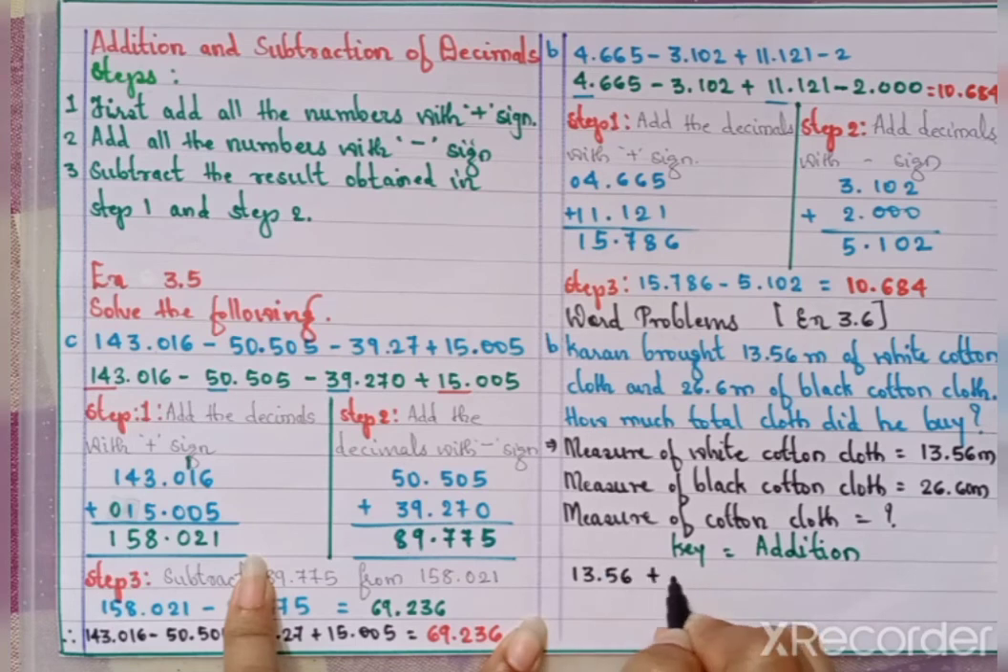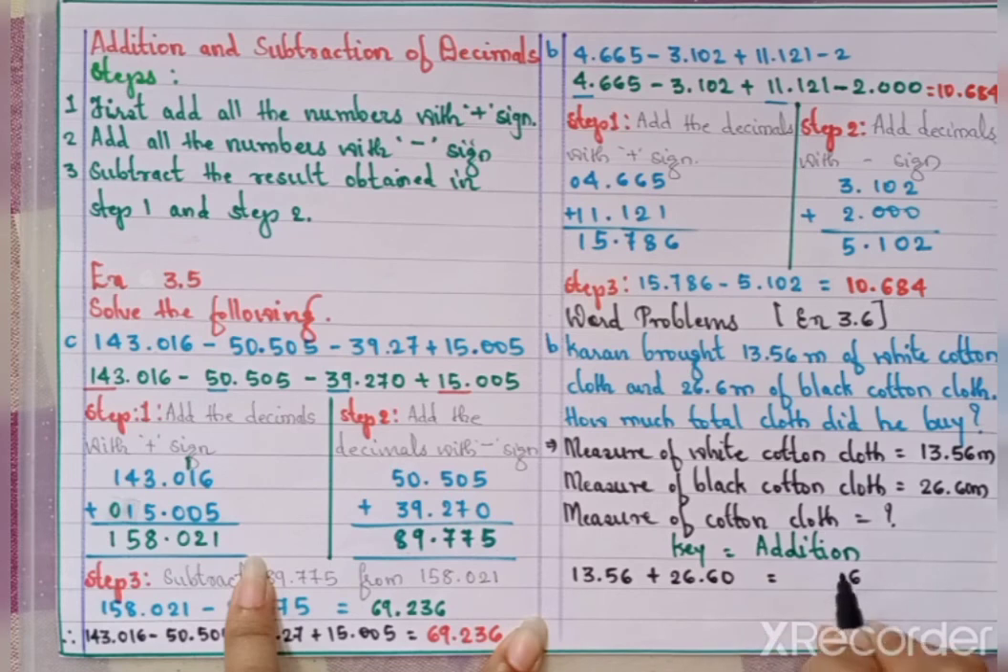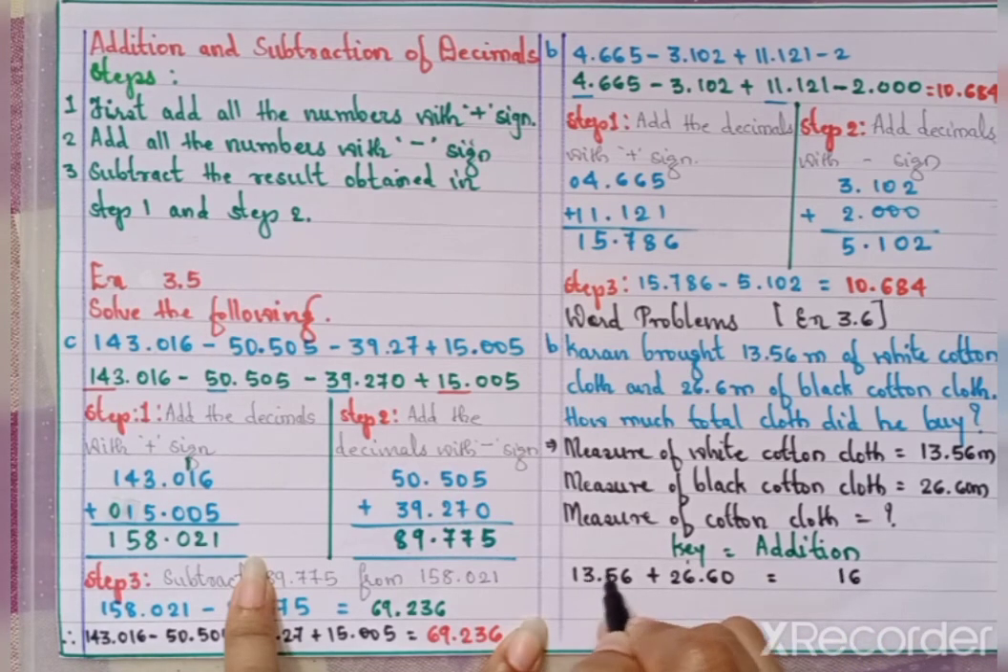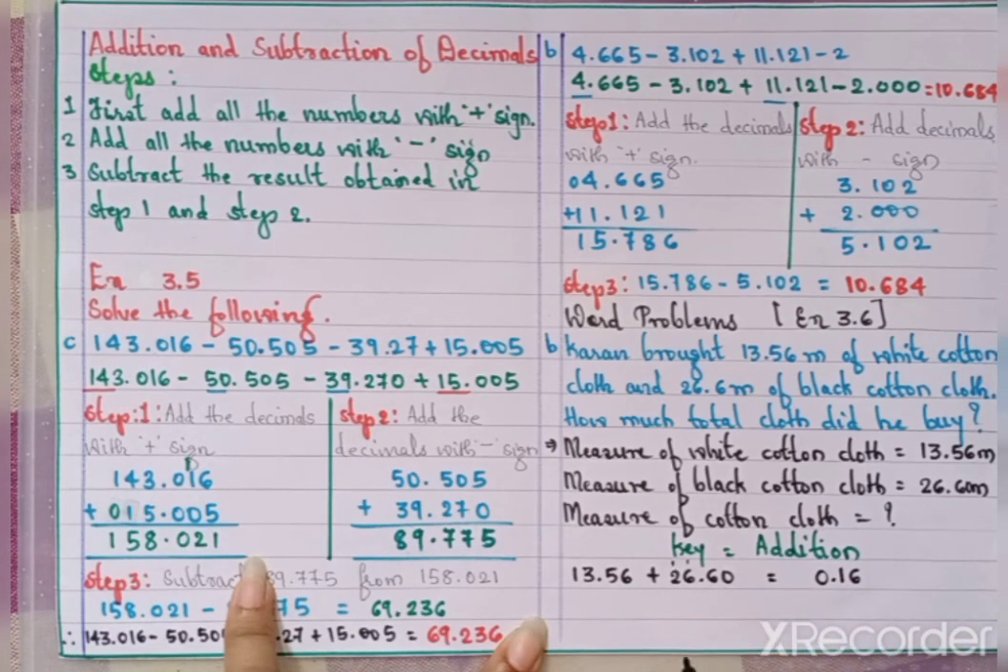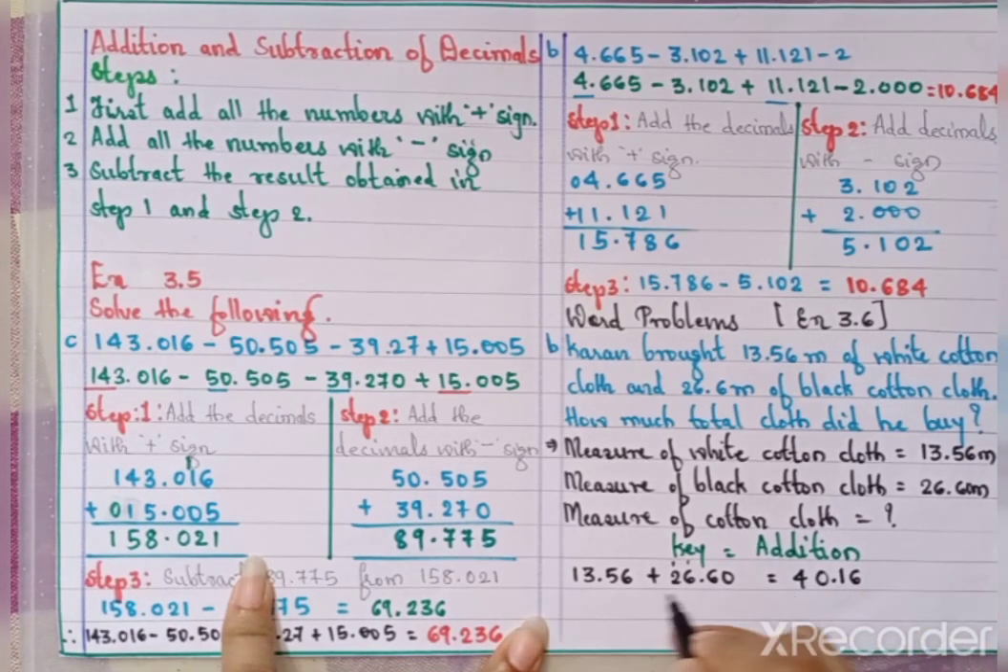13.56 plus 26.60, that equals to 6 plus 0 is 6. 5 plus 6 is 11. 1 here, 1 carry. 6 plus 3 is 9 plus 1 is 10. Put the decimal point here. 0 here, 1 carry. 2 plus 1 is 3. 3 plus 1 is 4. Therefore, I have carried a row addition. Even you can do column addition if you feel row addition quite difficult.